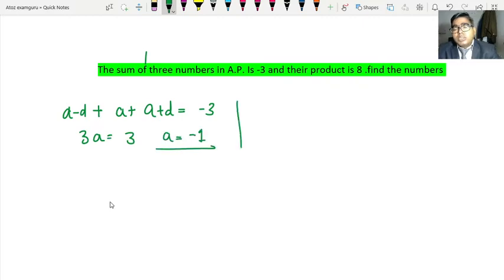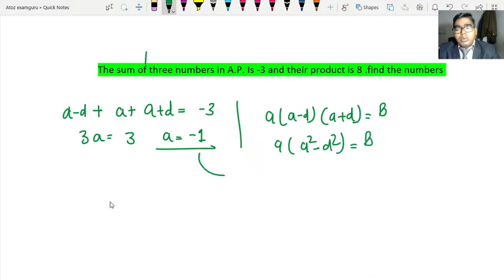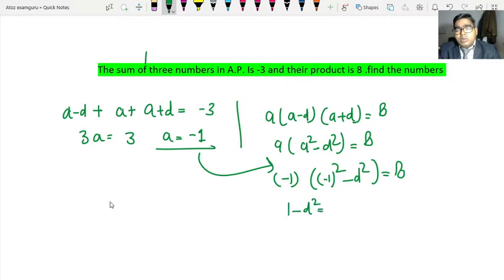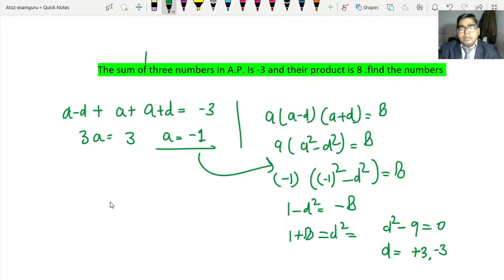The product is 8, which means a into a minus d into a plus d equals 8. It means simply a into a square minus d square equals 8. Putting the value of a, minus 1 into 1 minus d square equals 8, so 1 minus d square equals minus 8. It simply means 1 plus 8 equals d square, so d square minus 9 equals 0, or d equals plus 3 and minus 3.